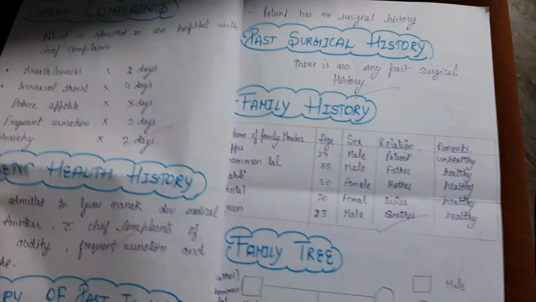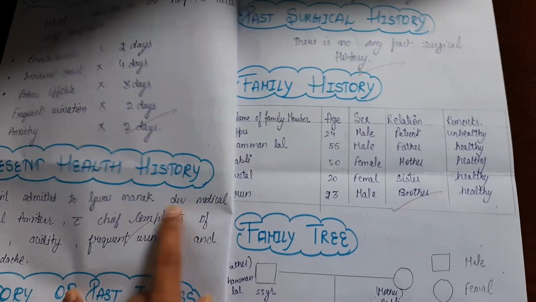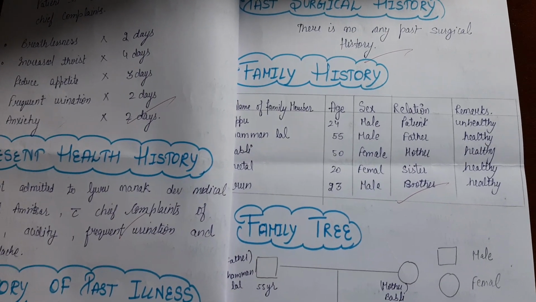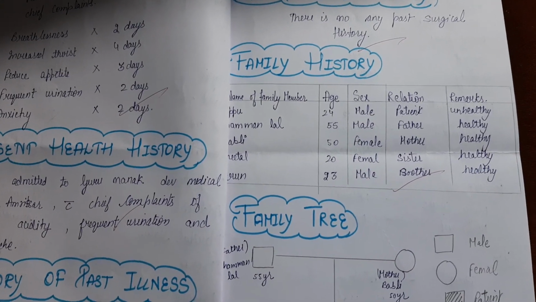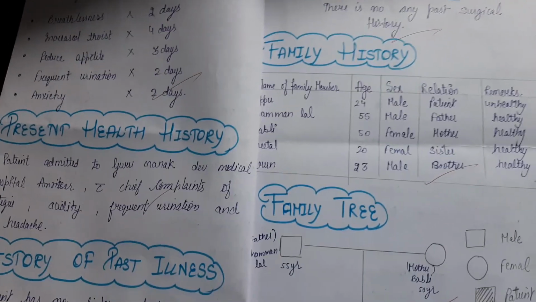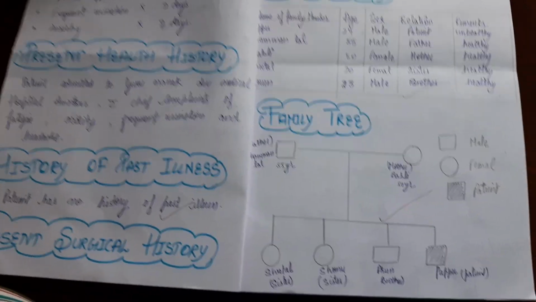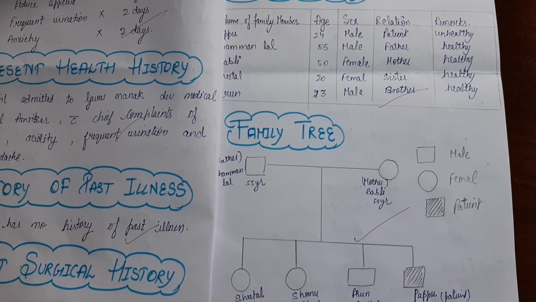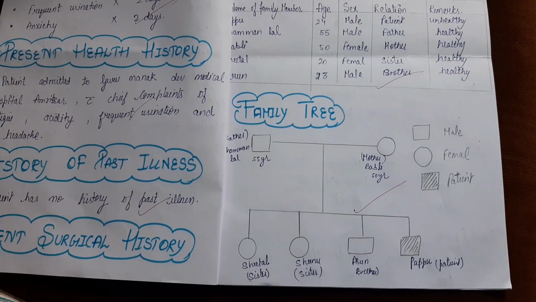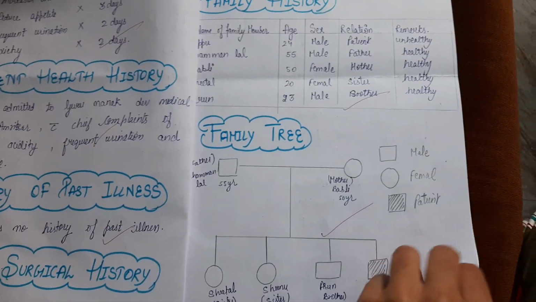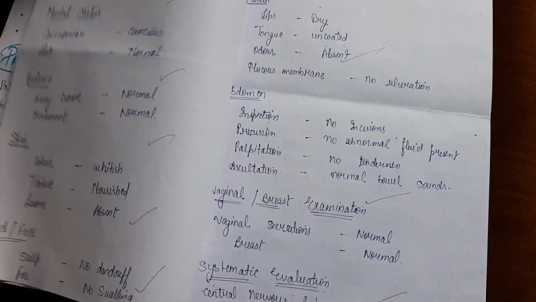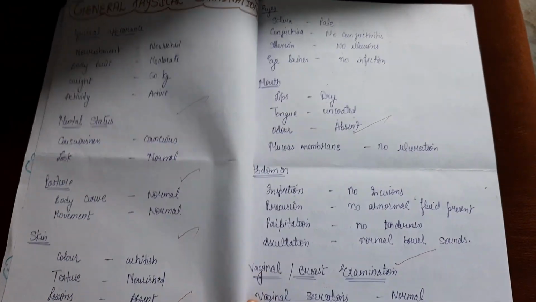After that, family history. Here, first of all, we write out the names of the family members, then age, sex, relation, and remarks. After that, the family tree. So square is for males and round shape is for females, and the shaded one is for the patient. Next is the physical examination.